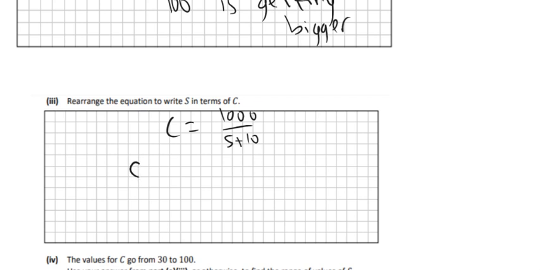So on the left hand side, I'm going to do C multiplied by S plus 10. So it has to be by all of it. Equals, on the right hand side, if I multiply that by S plus 10, it cancels out with the bottom, so the bottom is gone. So you're left with this then.